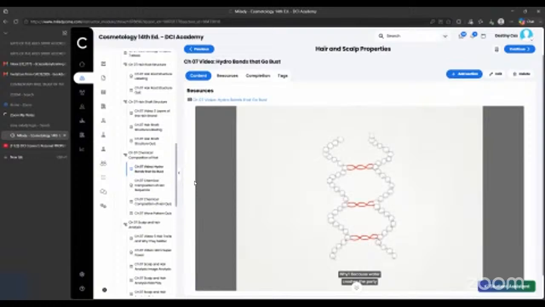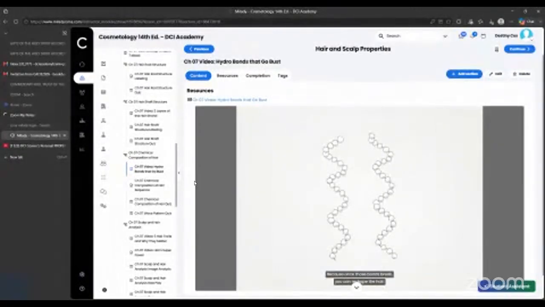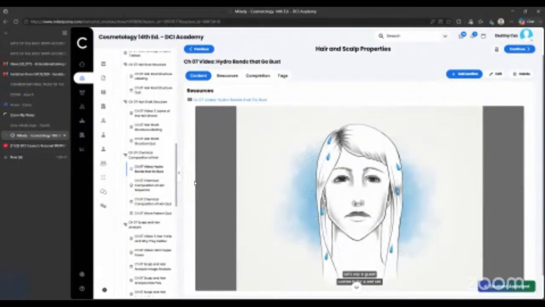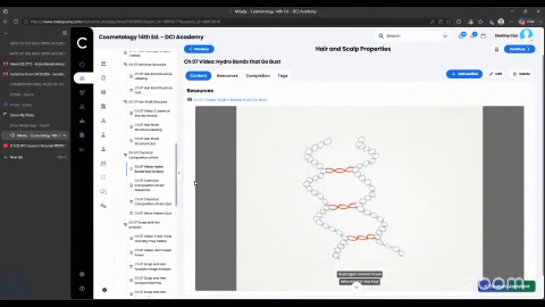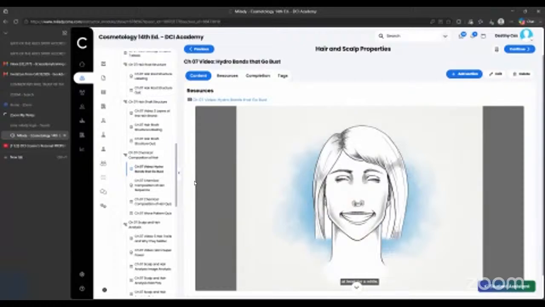Why? Because water crashes the party and the hydrogen bonds break down. Heat will break them down too. So why care about all this drama happening on a microscopic level? Because once those bonds break, you can reshape the hair. Let's say a guest comes in for a wet set. You roll her straight hair into a curl pattern and let it dry. When it is dry, guess what? Hydrogen bonds have reformed in the hair in the new pattern you created. You just got the hair to do what it naturally doesn't, at least for a while.